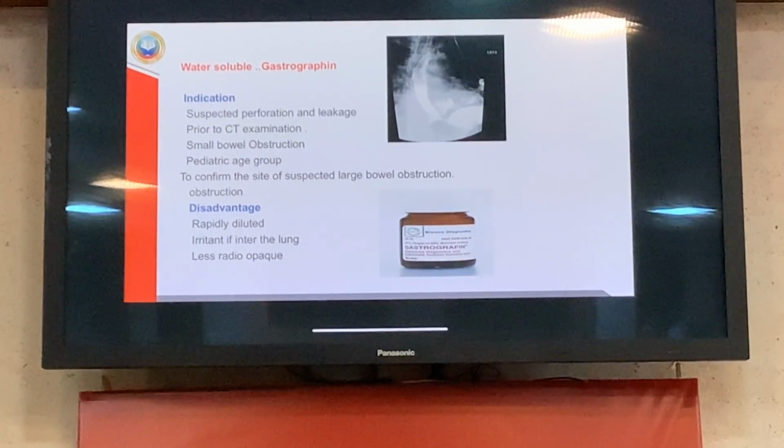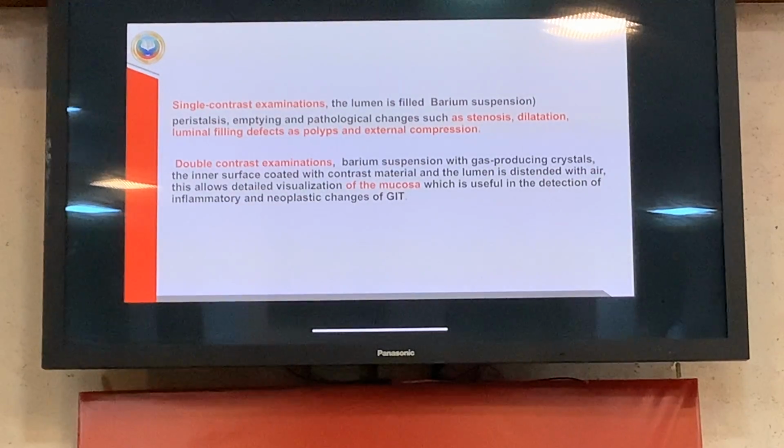While water-soluble contrast media is used in patients with suspected perforation and leakage, prior to CT examination, in the pediatric age group, and in small bowel obstruction to confirm the site of suspected large bowel obstruction. But the disadvantage of gastrografin is that it is rapidly diluted, an irritant if it passes to the lung, and less radio-opaque. What type of contrast media is used in CT? So what will it be? Oral or IV.